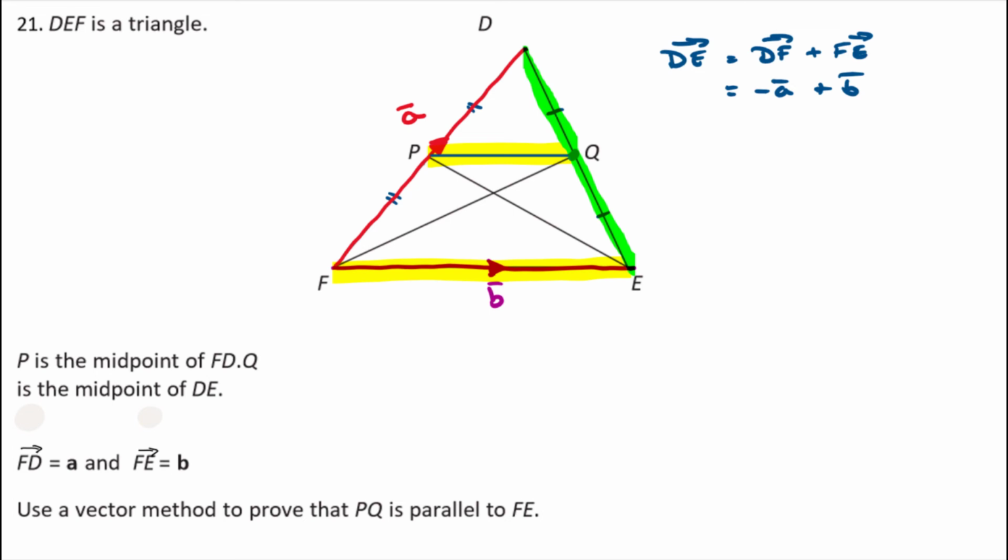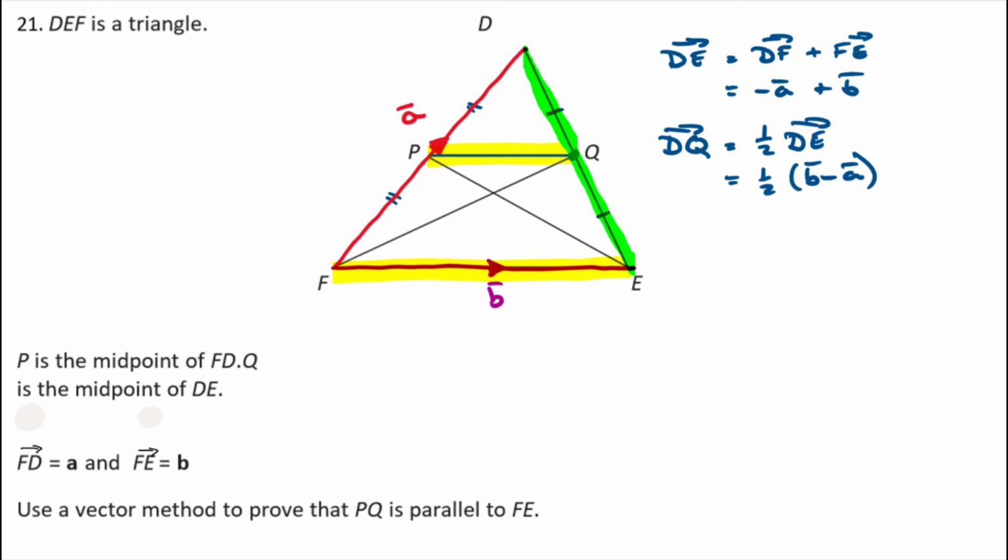Now D to Q is going to be, well, remember we said that Q is the midpoint of DE, so that means D to Q is going to be half the distance from D to E, isn't it? We just found D to E is B minus A, so that's going to be half of B minus A. Okay, so now we've got a vector from D to Q. Are we cooking on gas yet?